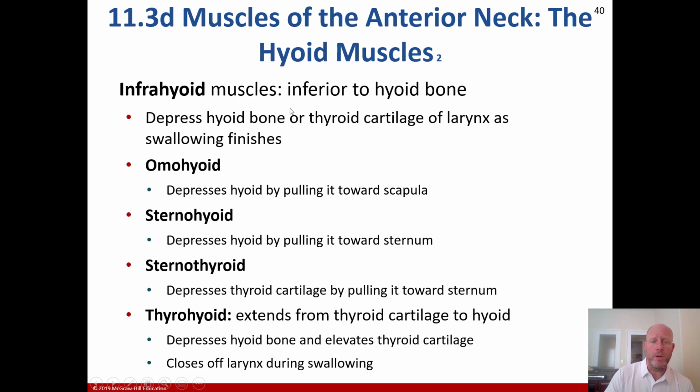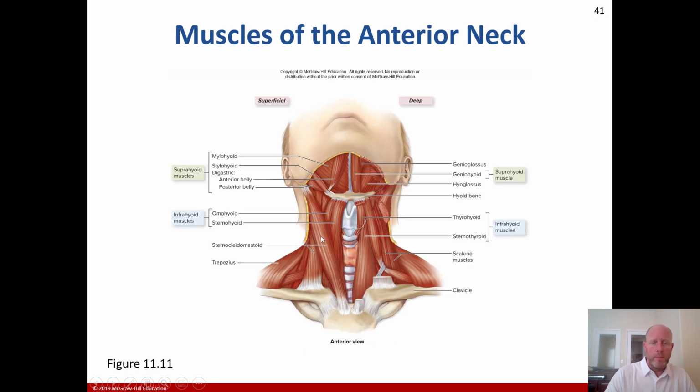The infrahyoid muscles are inferior to the hyoid bone. They depress the hyoid bone or thyroid cartilage of the larynx as swallowing finishes. The omohyoid depresses the hyoid by pulling it toward the scapula. Sternohyoid depresses the hyoid by pulling it toward the sternum. And the sternothyroid depresses the thyroid cartilage by pulling it toward the sternum. The names help you with some of these. The thyrohyoid extends from the thyroid cartilage to the hyoid, depresses the hyoid bone and elevates the thyroid cartilage, and it closes off the larynx during swallowing.